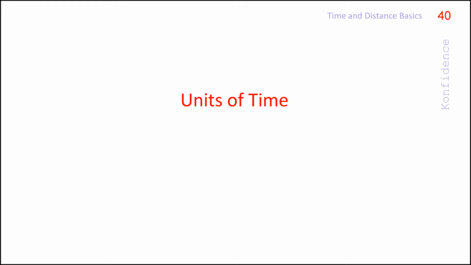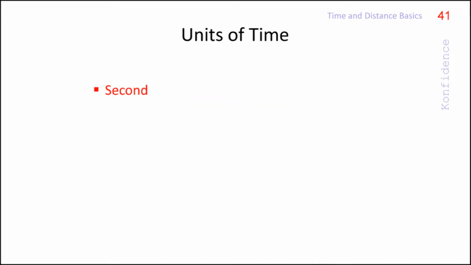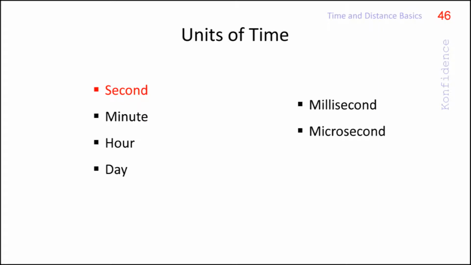Now let us look at the units of time. Unlike the distance, which has different base units because of historic, geographic, and practical reasons, time has the same base unit across the world. It is the second. Other commonly used units, be it the minute, the hour, or the day, they are all aggregations of the base unit second. On the lower side, we have milliseconds, microseconds, nanoseconds, etc., which are the second divided into parts.